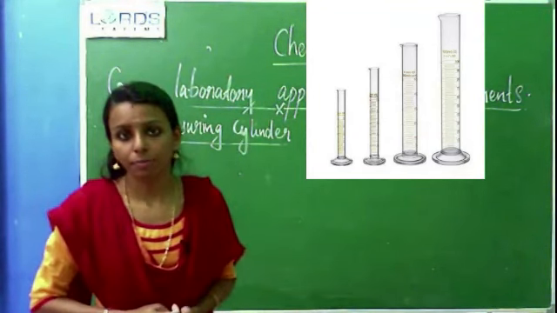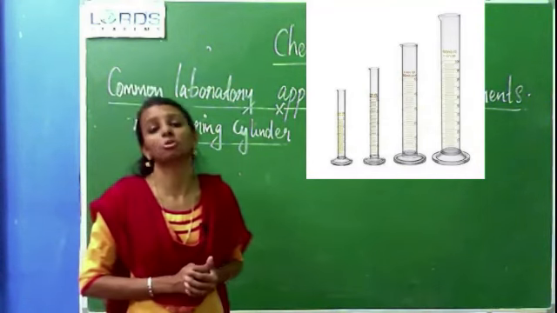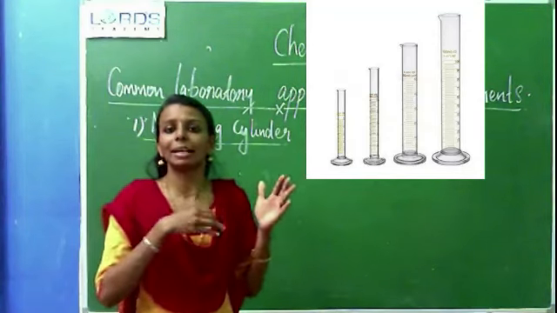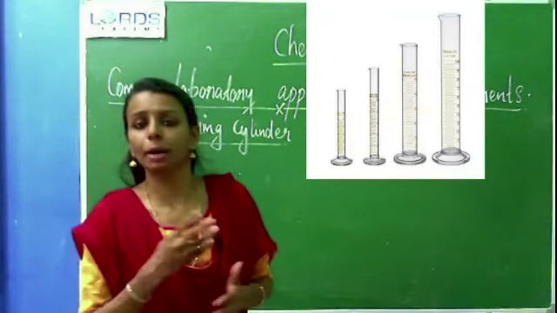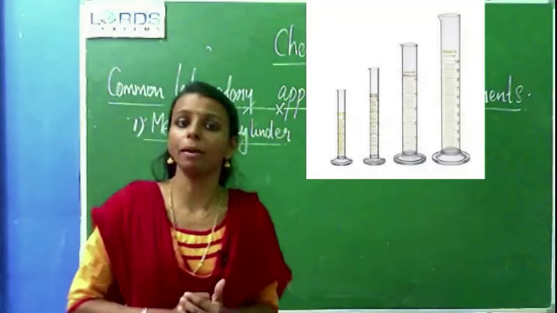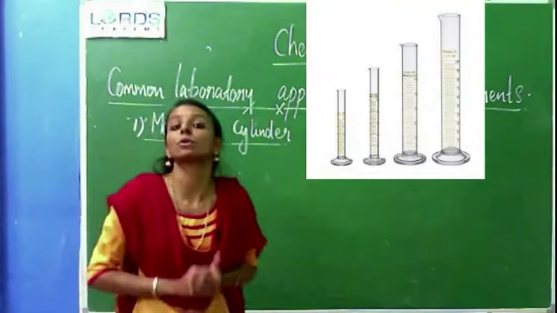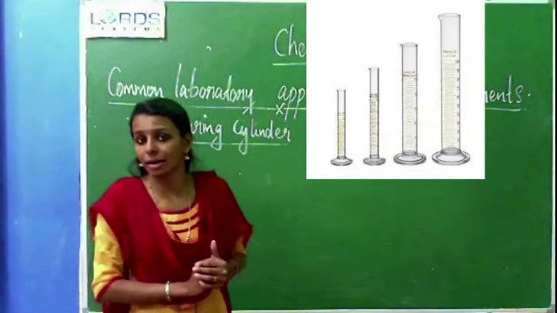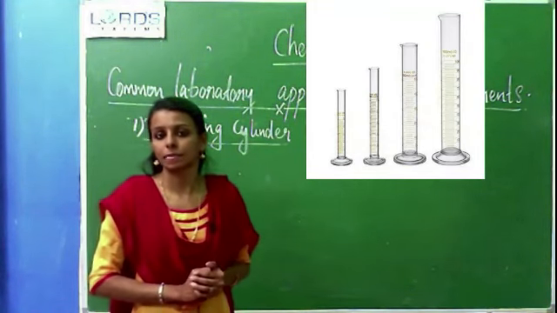Like the picture, here we can see a number of measuring cylinders. Each of them is different in size. So, different graded measuring cylinders are available. These measuring cylinders are used to measure the liquid chemicals. It is made up of glass, very hard glass.